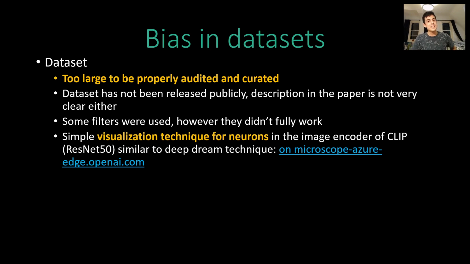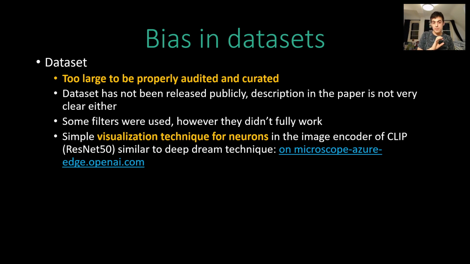So what's the problem with the datasets? Well, the datasets are simply too large to be properly audited and curated. It's 500 million pairs. It's not possible to audit it. Also, these datasets have not been released publicly, and the description of how the data was collected is quite wishy-washy in the paper. It doesn't say which pages were scraped, or what kind of algorithm was used to branch from one page to another. This is not clear anywhere.